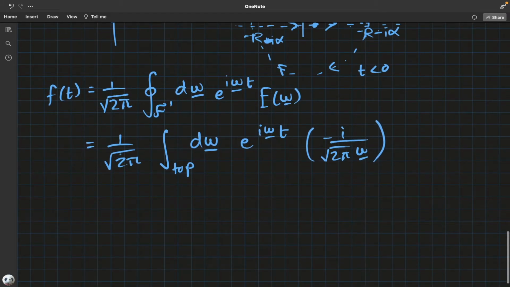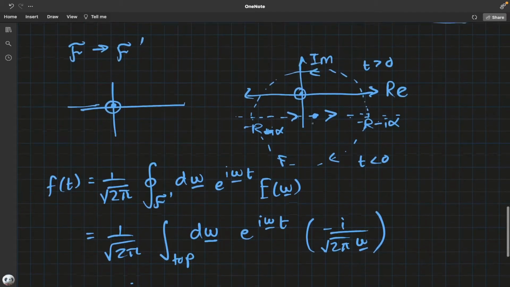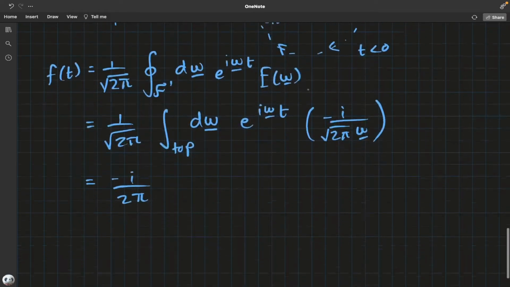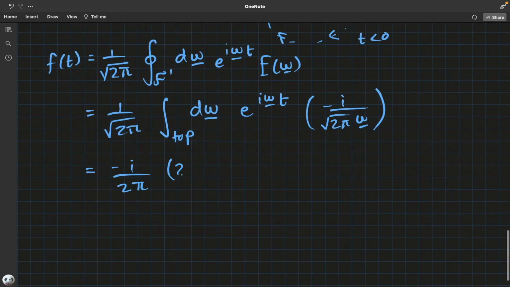Now everything else is fine. And notice the residue here is whatever's inside. So what's inside the top contour is the residue at 0. If we evaluate the residue at 0, you just have to plug 0 in place of omega and we get 1. Everything else cancels out and we really have a 1 for t greater than 0 because we're working on the top contour.